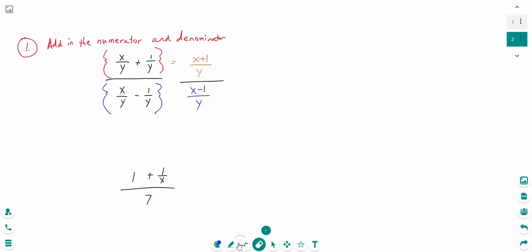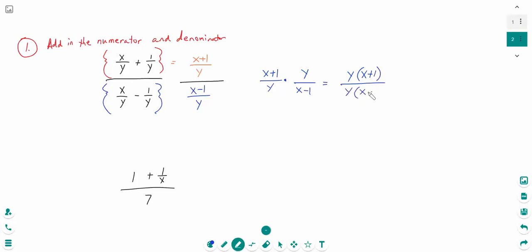Nothing new here. So here we have our x plus 1 over y, and we're going to multiply that by the reciprocal of our denominator, or the inverse of the denominator, which is y over x minus 1. And then we can multiply these out. So we end up with y times x plus 1, and in the denominator, we have y times x minus 1.